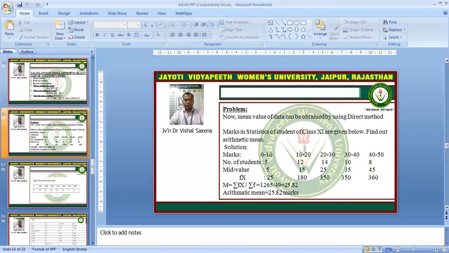And the number of students means we are given the frequencies. So we multiplied f with the values of x. So the column of fx is 25, 180, 350, 350 and 360. That is, M is equal to summation fx upon summation f, and it will be equal to 25.82. So the arithmetic mean is 25.82 marks.